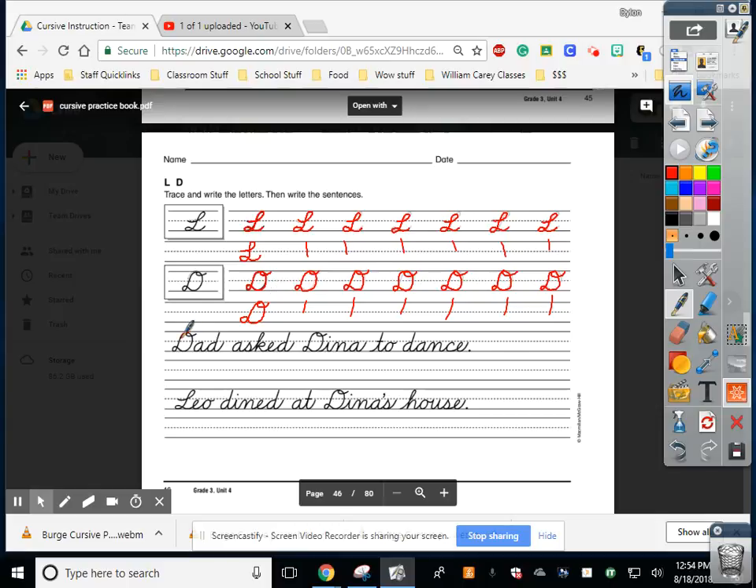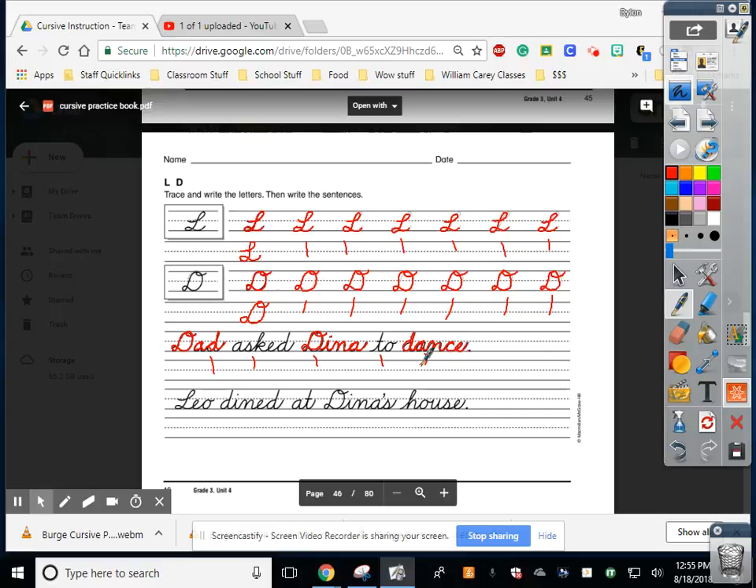Dad, capital D, because I want you to practice your D's. And again, just like the O, it's going to stop at the top. You're going to have to pick up your pen, so this one isn't connected. A lot of capital letters do not connect with the lowercase ones, and that's okay. Dad asked Dina, D-I-N-A, to dance. Period. You trace all of it and then rewrite it underneath it.